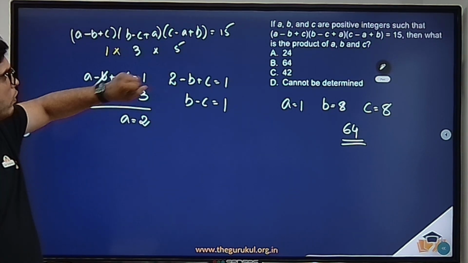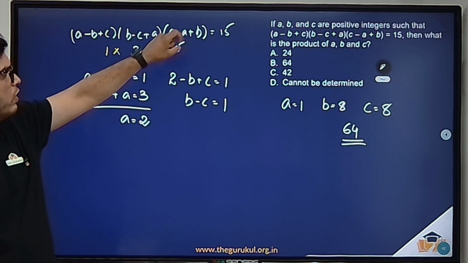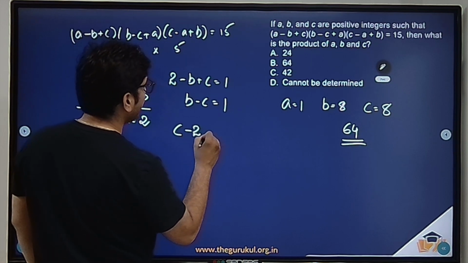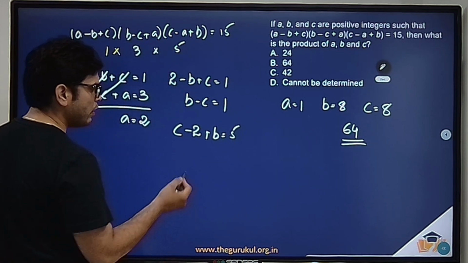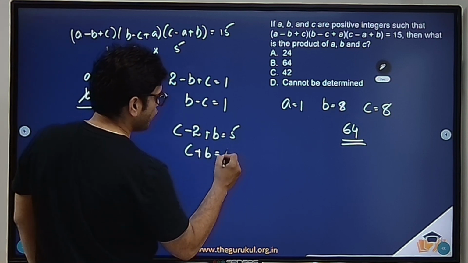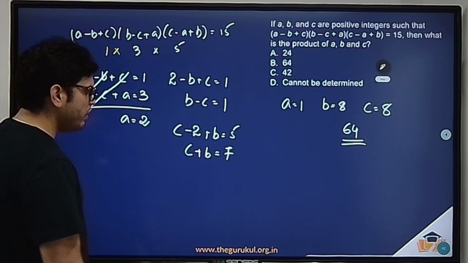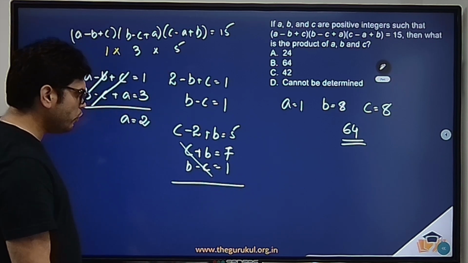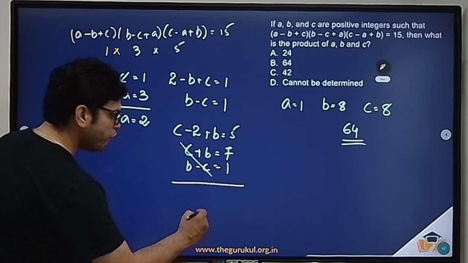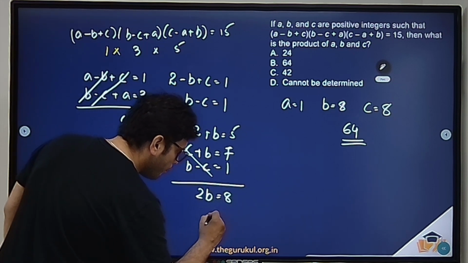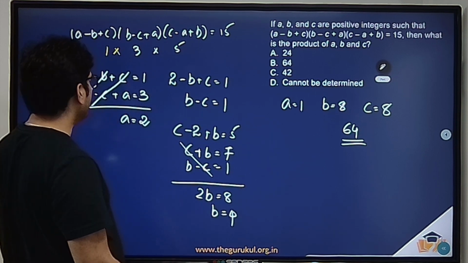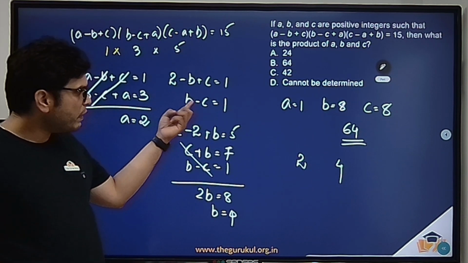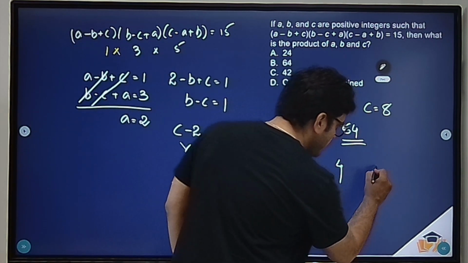Now, let us substitute the value of a as 2 in this expression. So, c minus 2 plus b is equal to 5. So, c plus b is equal to 7. Now, we have b minus c is equal to 1. If I add these two, you can cancel out c and minus c. So, we have 2b is equal to 8 or b is equal to 4. Now, in this case, we have a as 2, b as 4. Now, b minus c is equal to 1, so the value of c has to be 3.